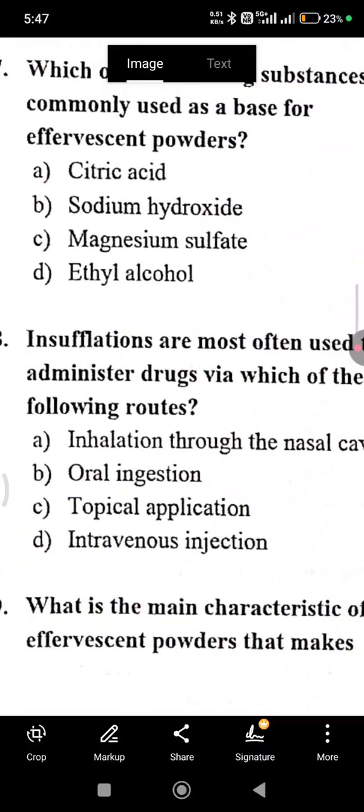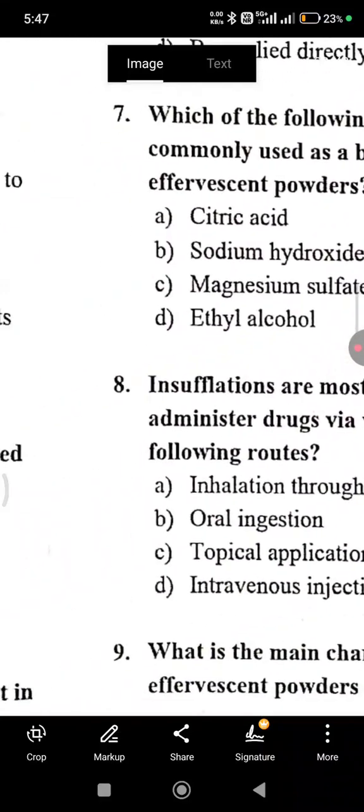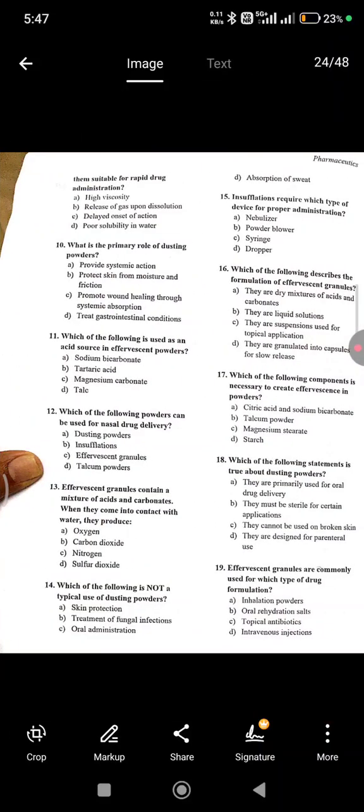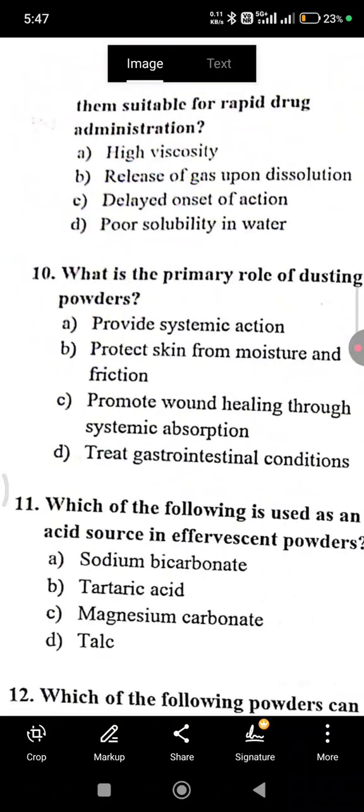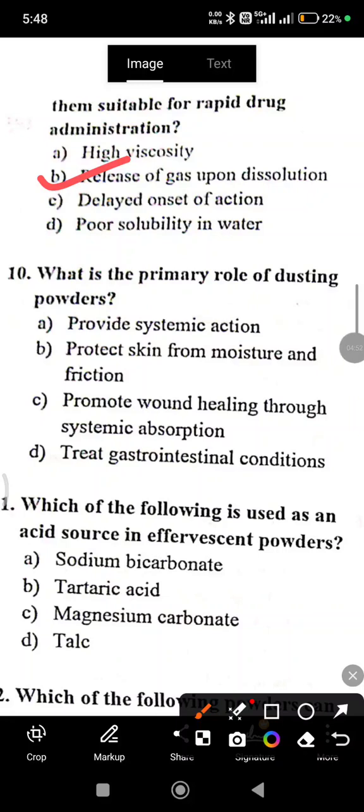Let's go to question number 9. What is the main characteristic of effervescent powders that makes them suitable for rapid drug administration? Option A, high viscosity. Option B, release of gas upon dissolution. Option C, delayed onset of action. Option D, poor solubility in water. The right answer is option B, release of gas upon dissolution.